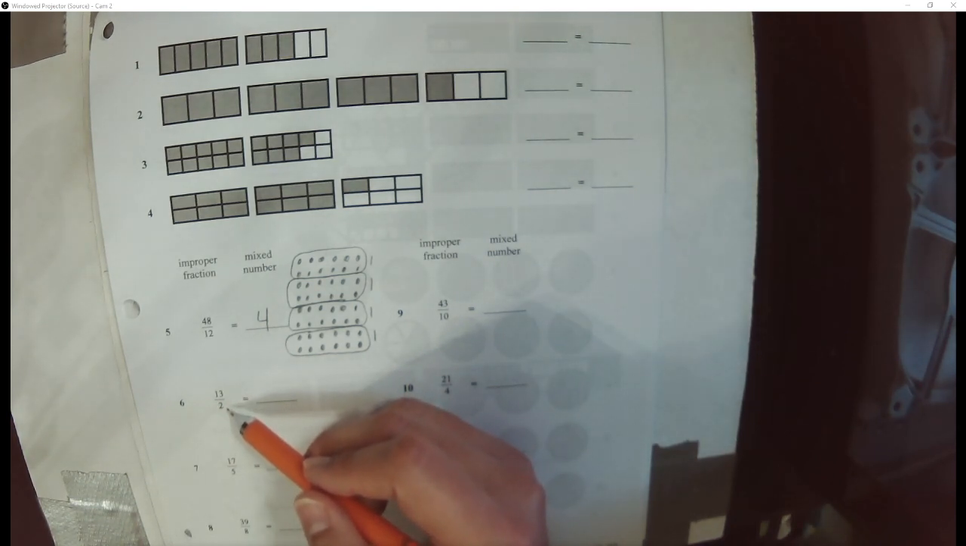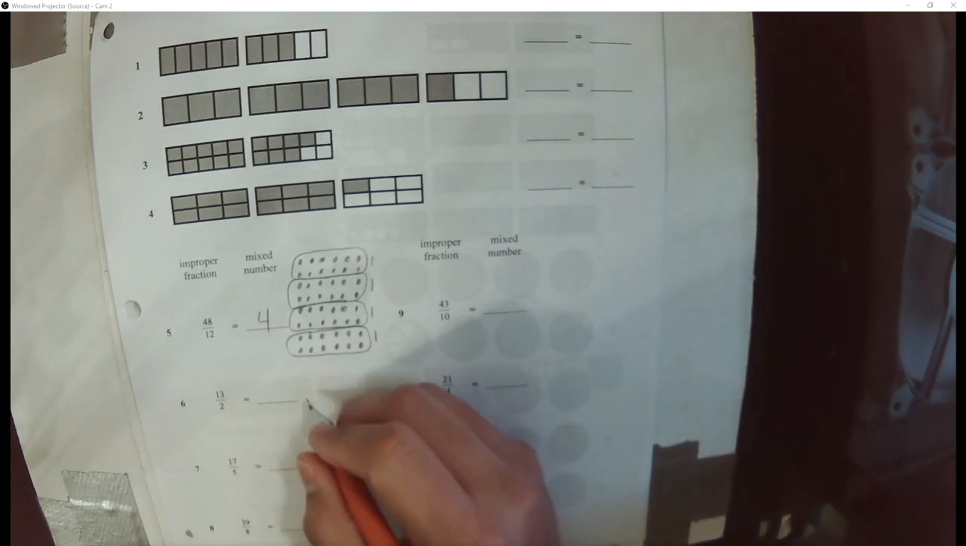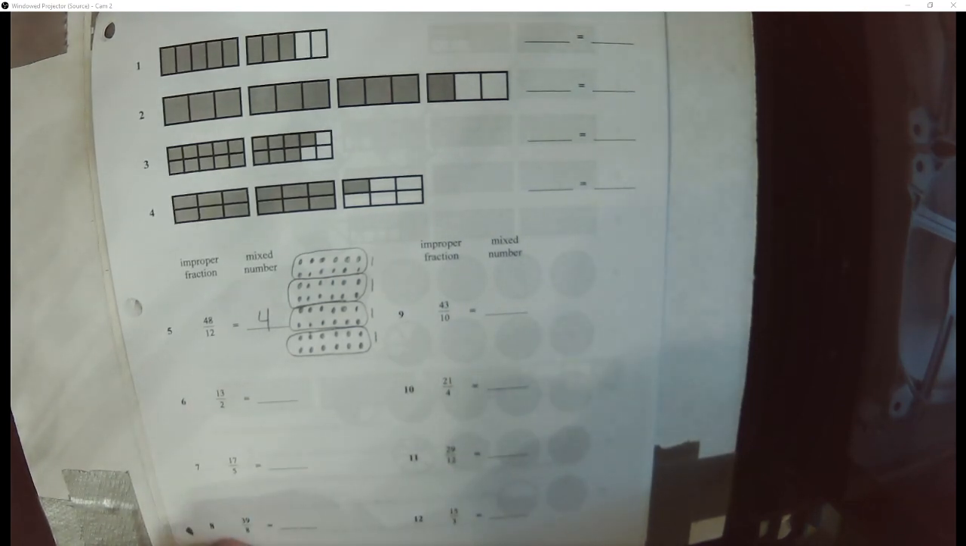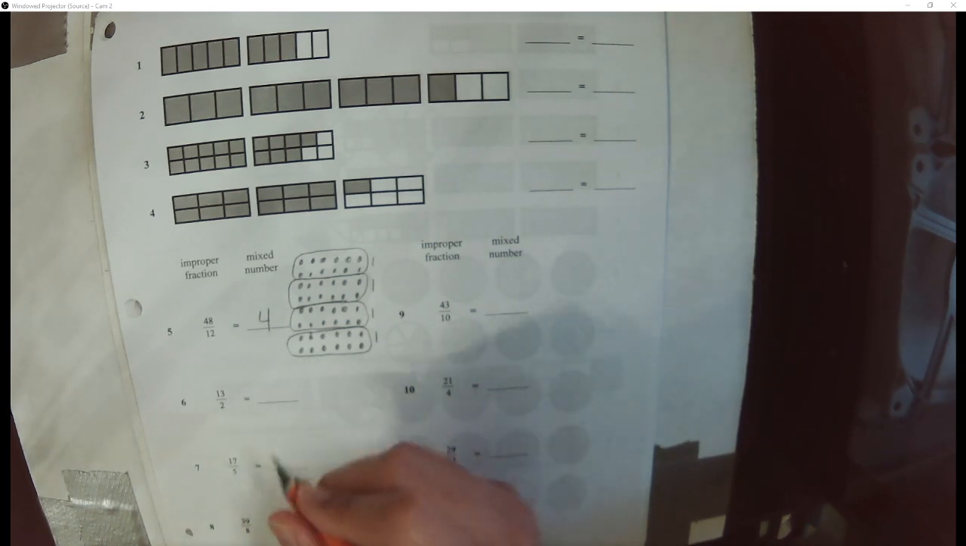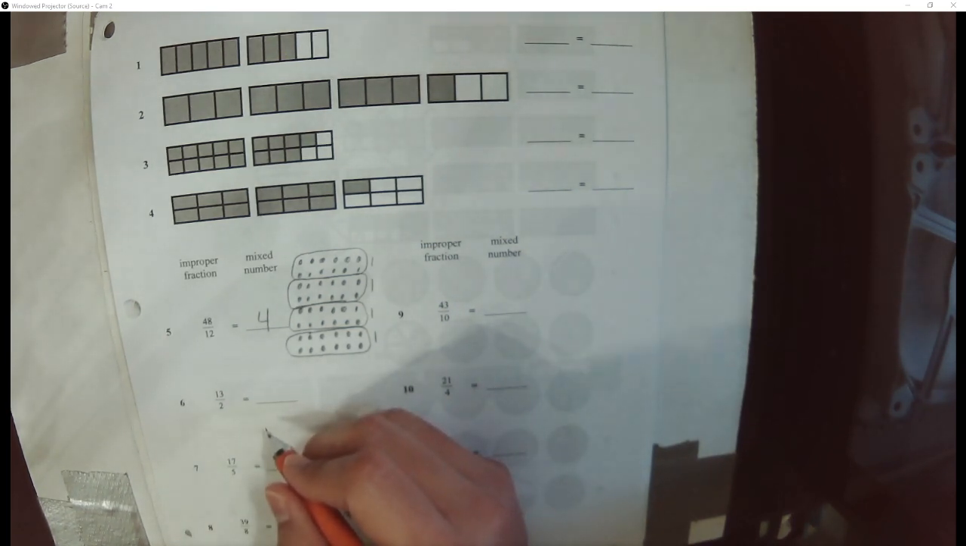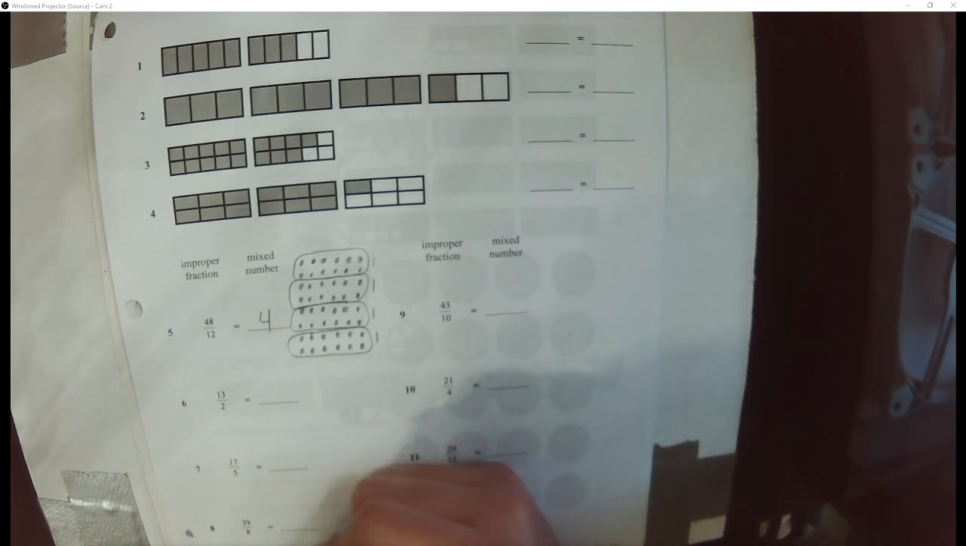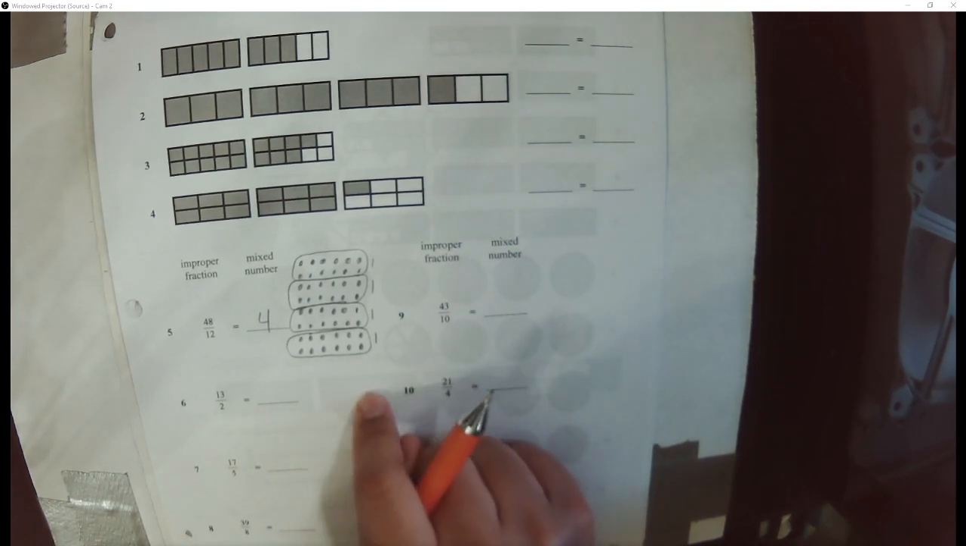Problem 6. 13 out of 2, or 13 halves. We didn't have a song for the number 2 because the pattern is short enough and it's easy enough for us to remember that we don't need the song to help us. So what I'm going to do is start writing my 2's.